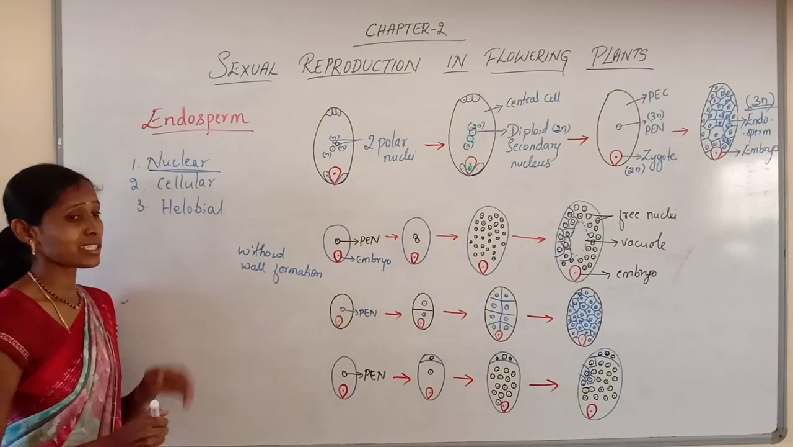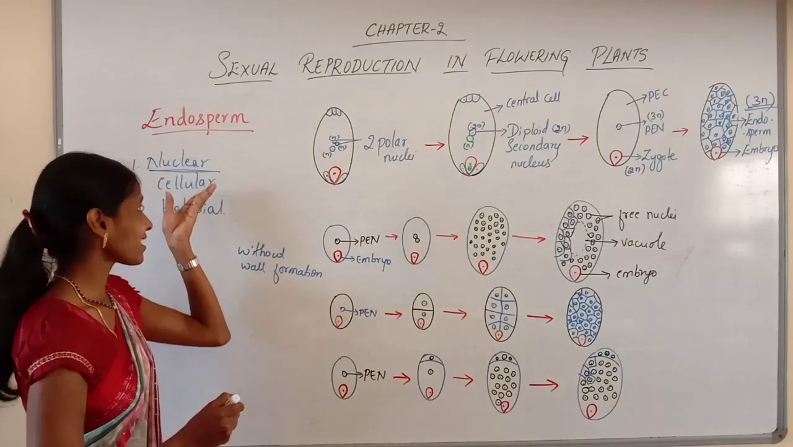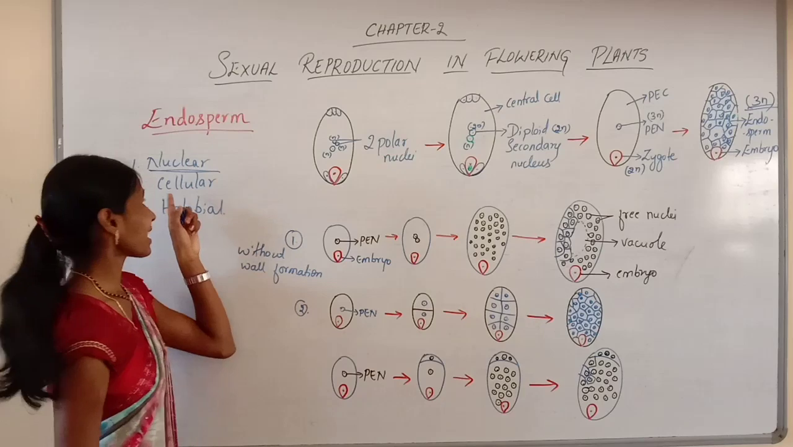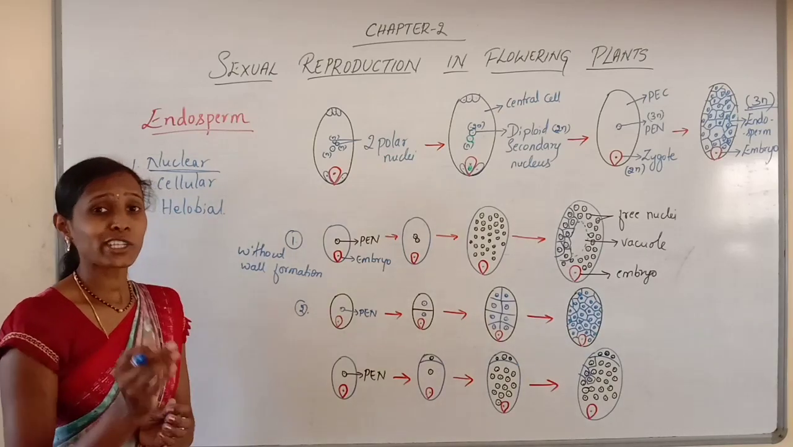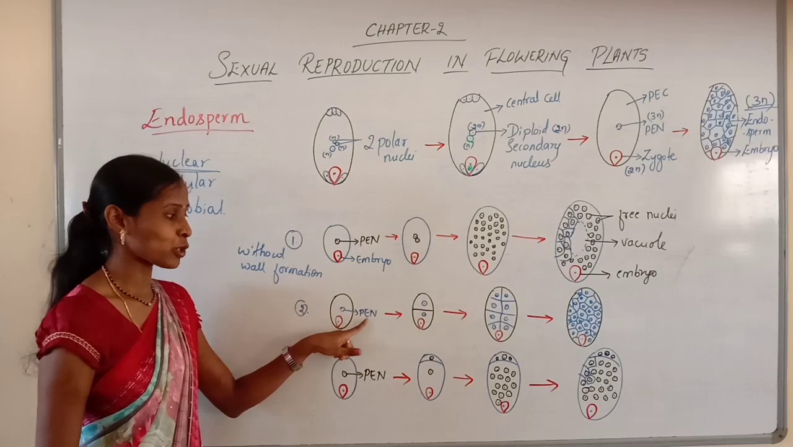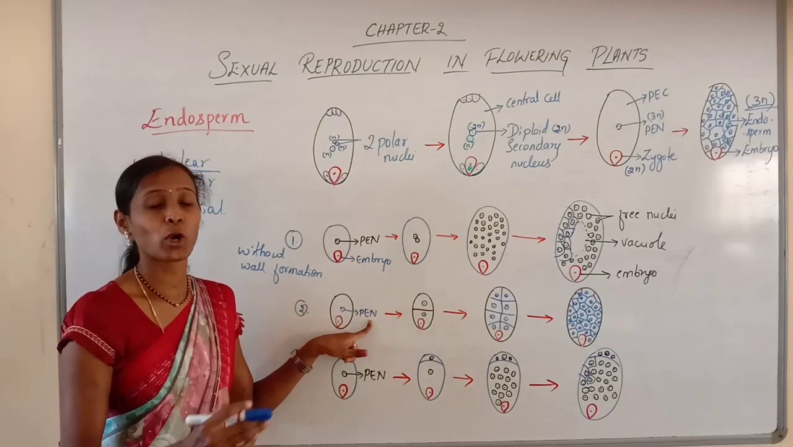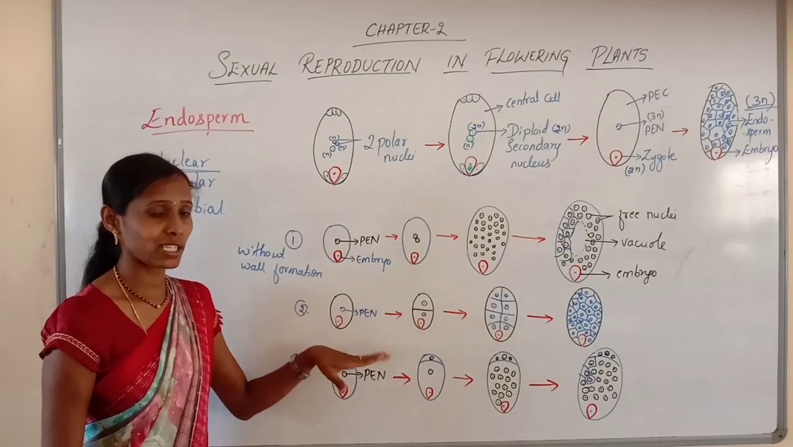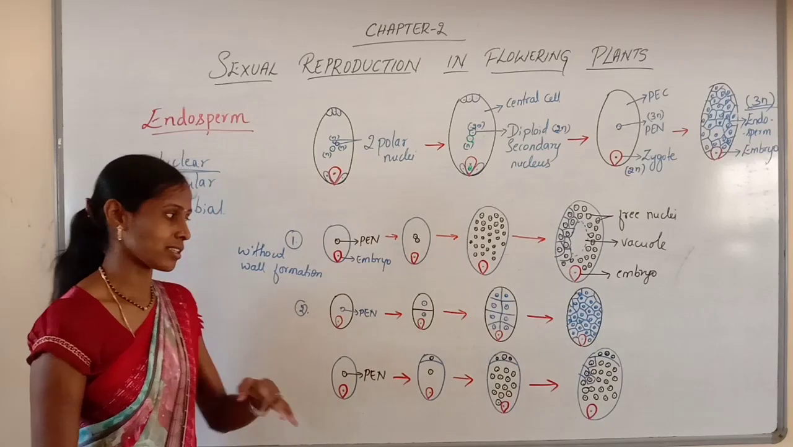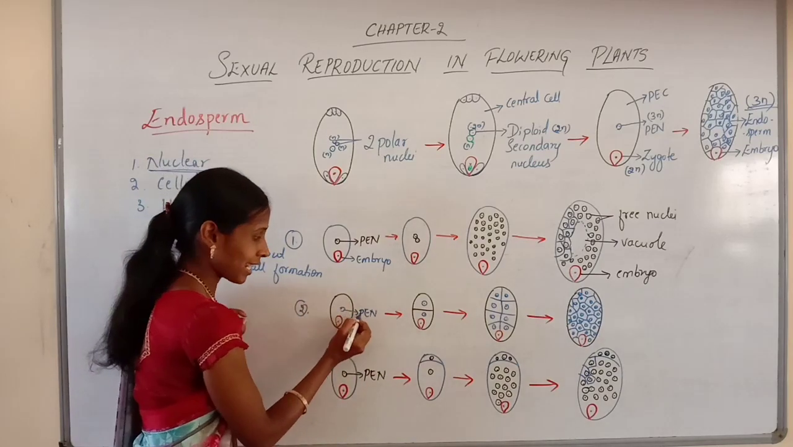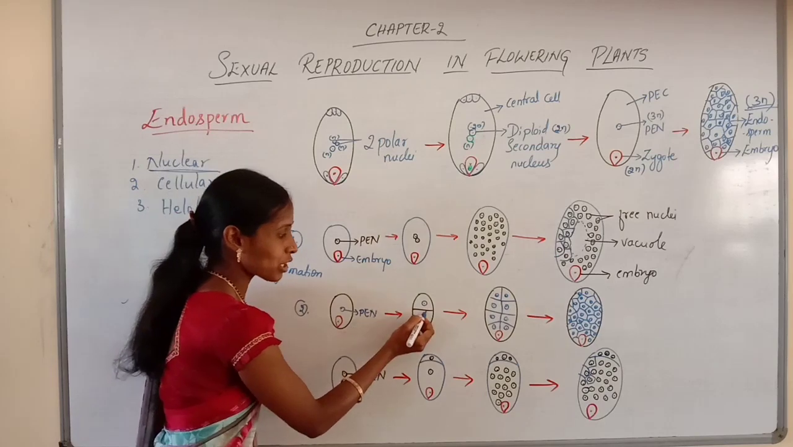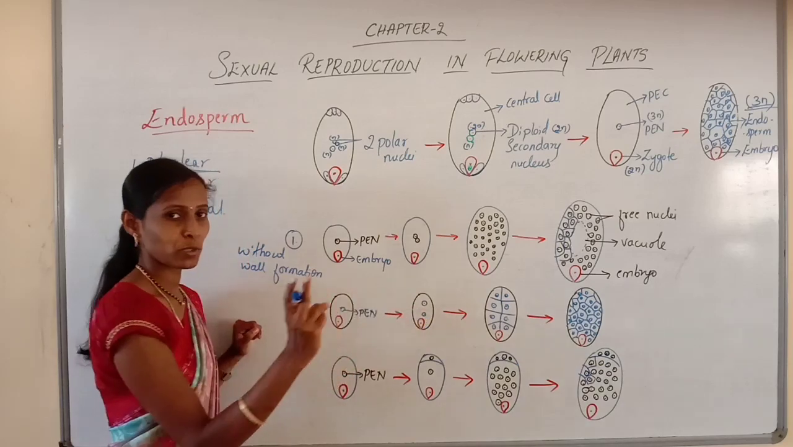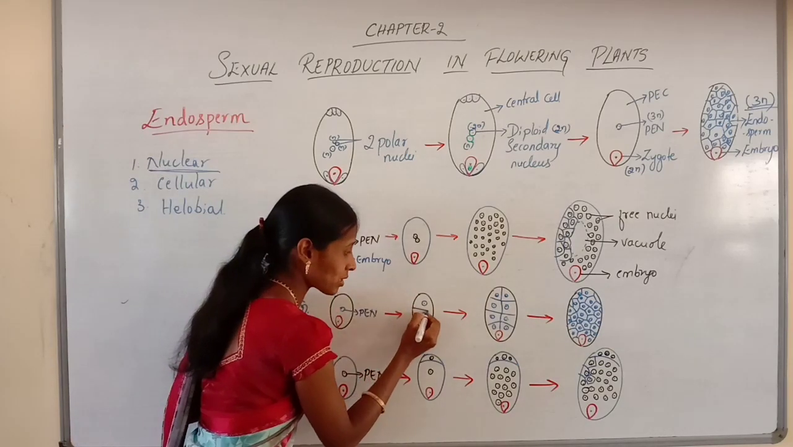And the second type is called cellular endosperm. So this is the first case, and in the second case, cellular endosperm, each and every division of the primary endosperm nucleus is immediately followed by cytokinesis. Each and every time the primary endosperm nucleus divides, it is immediately followed by cytokinesis. For example, understand here, it is the primary endosperm nucleus which divides to form two nuclei. Initially, karyokinesis occurs resulting in the formation of two nuclei, which is immediately followed by the cell wall formation.